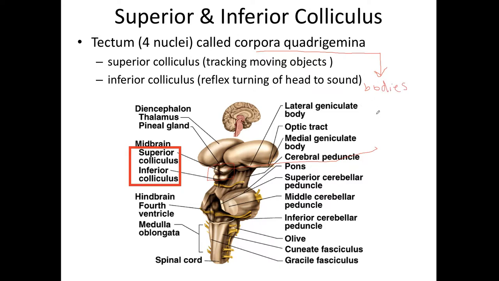Corpus is singular, corpora is plural. And quadrigemina means four twins, and that's because the superior colliculi are bilateral. There's one on each side, so here's one superior colliculus, and here is the other one, and here is one inferior colliculus, and here is the other one.